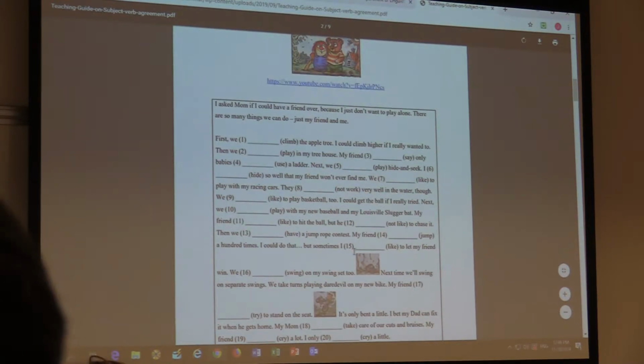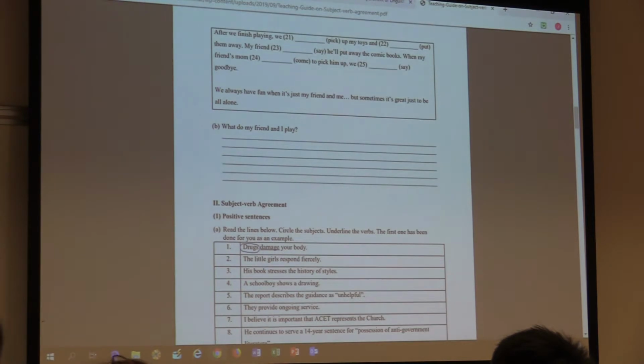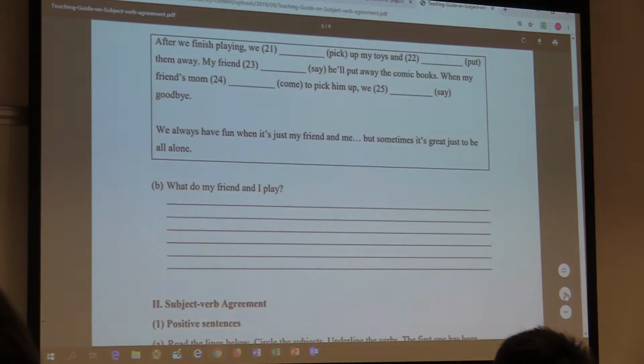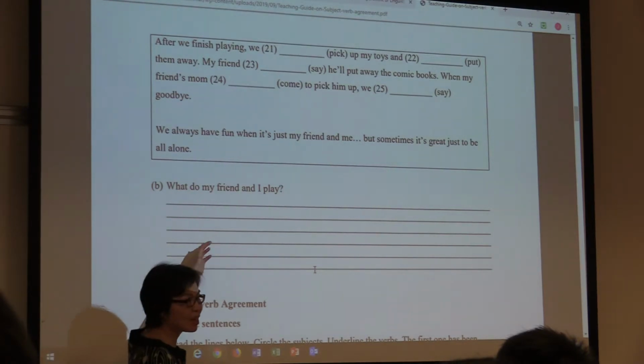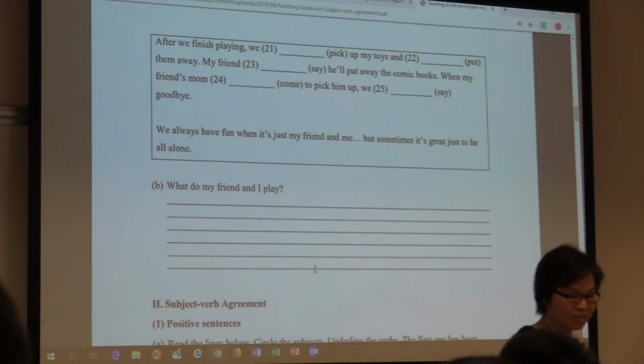But anyway, it's about a story. You can see it here. And so a question: what do my friend and I play? Some kind of comprehension questions to let the students understand the story.